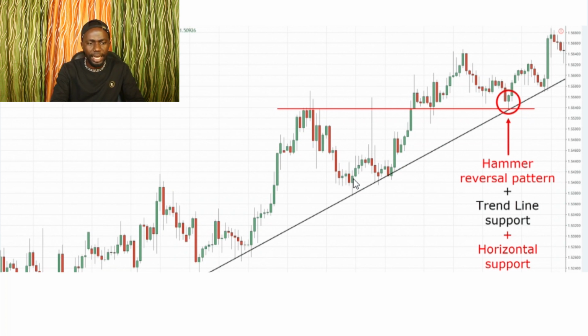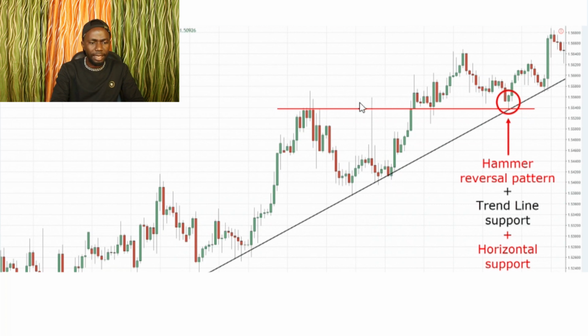So now what you need to do is, once this hammer has formed, you wait for the candlestick that formed this hammer to close, for you to place a buy trade, and your stop loss should be below the trend line. You can clearly see the price went up all the way to this resistance level and then got rejected, only to come back to the trend line.